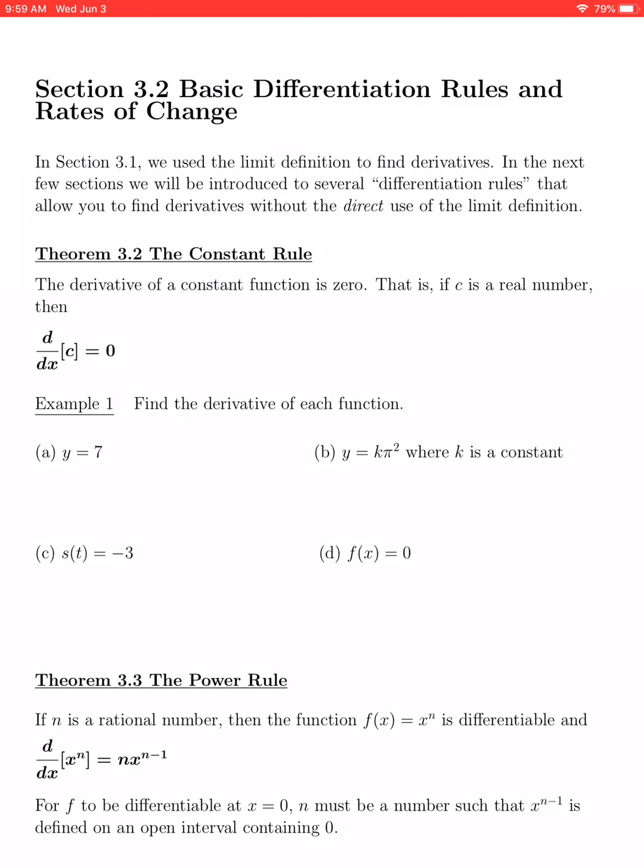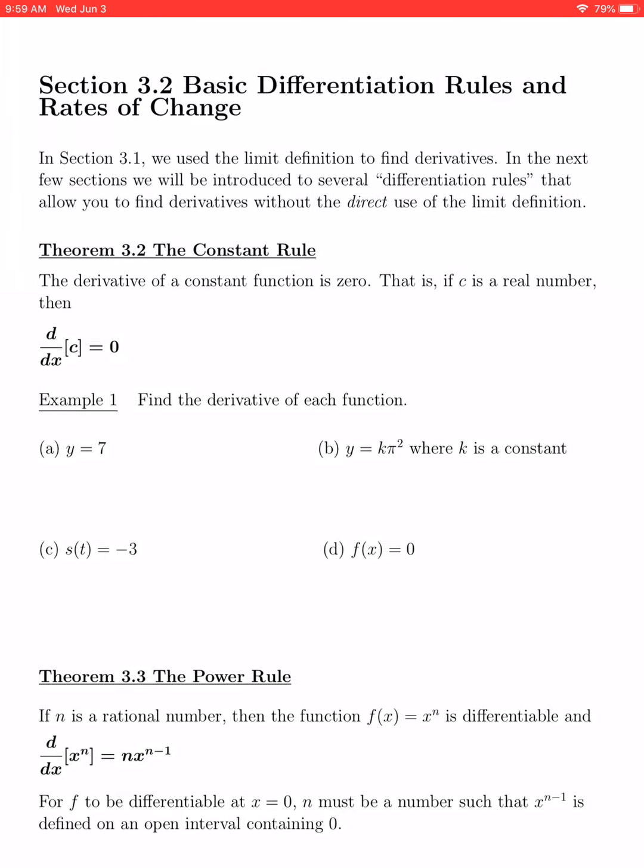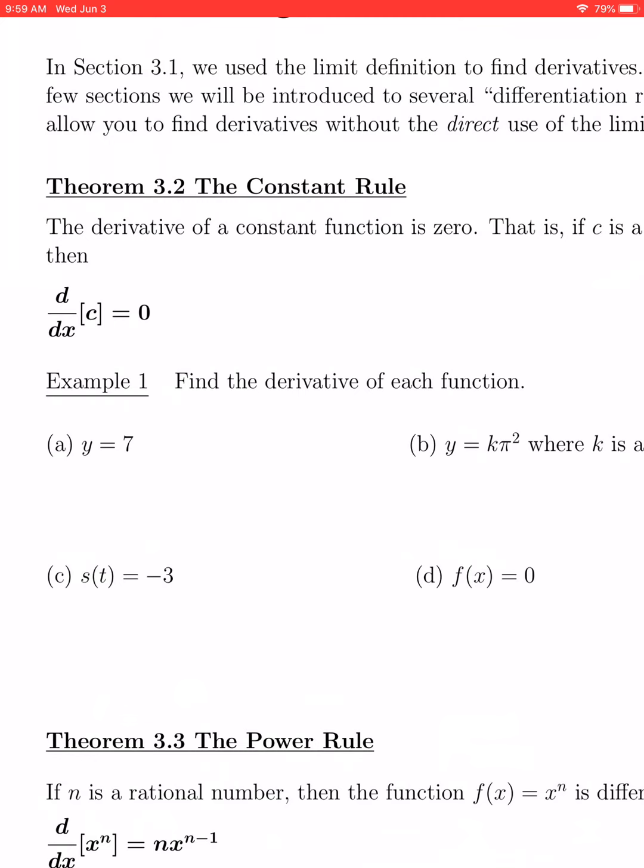In section 3.2, we're going to cover some of the basic differentiation rules for rates of change. Starting with Theorem 3.2, this says that the derivative of any constant function equals 0. Intuitively, this makes sense because a constant function has no change at all between values, so its derivative, or rate of change, is going to be equal to 0.